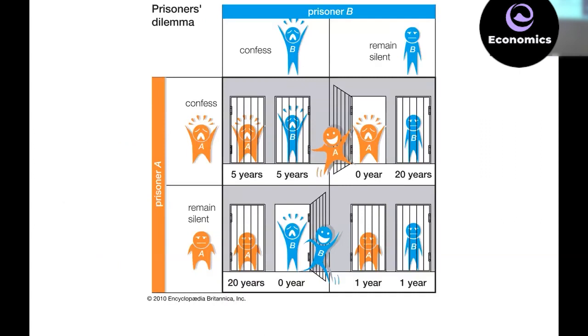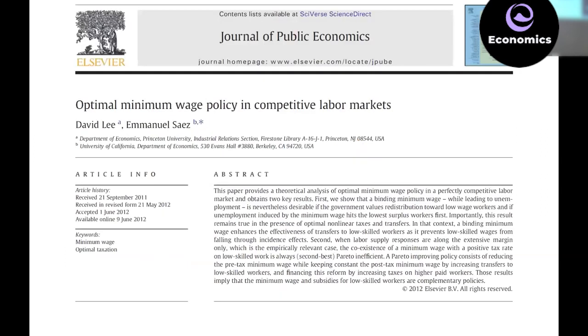Things like game theory. This is an analytical tool that people use to think about a lot of things: strategic interaction in business, in politics, and so on, in international relations. This is another example of theoretical research, and a normative one, which asks, okay, how should we set the minimum wage? What is the optimal minimum wage policy in a competitive labor market?